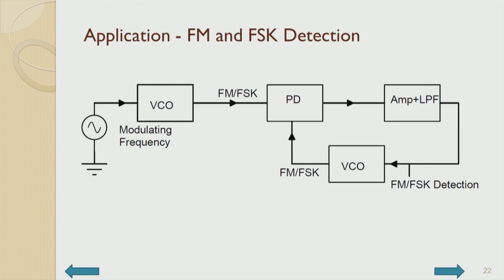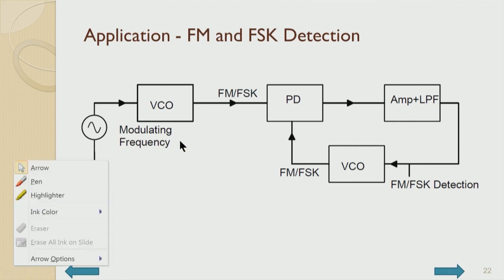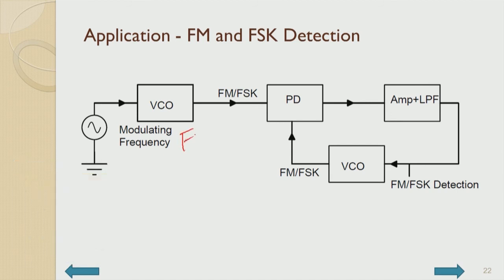Now coming to the application of the PLL. The VCO is nothing but the FM generator or FSK generator. This is going through the transmission line and being received here and applied to the phase detector, amplifier plus low pass filter and the VCO. So according to us, if this is an FM, this will be the same FM.